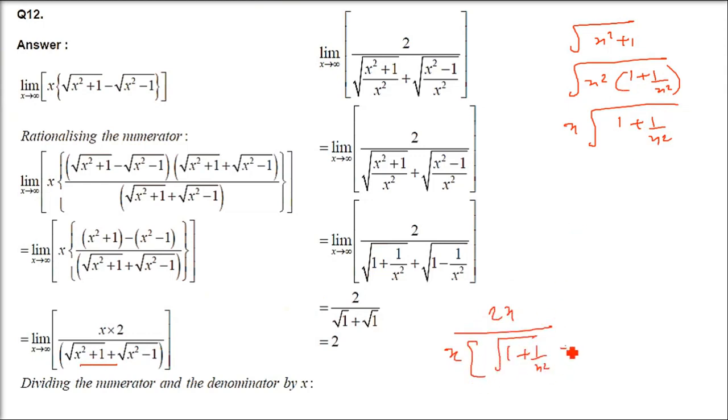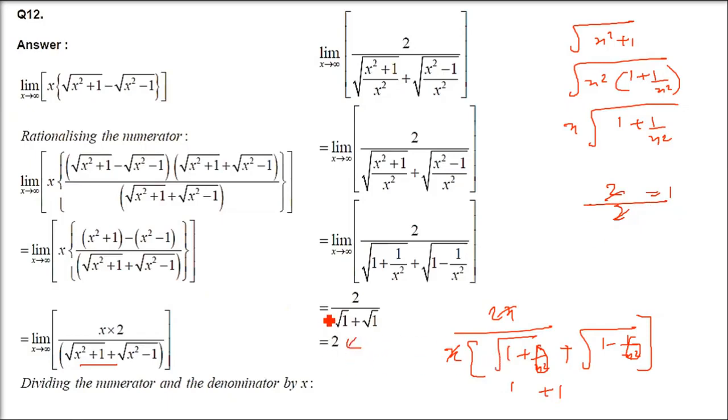So you have 1 plus 1 by x square plus, and then you have again x we are taking outside, 1 minus 1 by x square. So this x gets cancelled. Now 2 by this, 1 by x square is going to be what? X is infinity, so this is going to be 0. 1 by infinity is 0. Under root 1 is already there, so it will be 1 plus 1. 2 by 2, it is going to be 1.